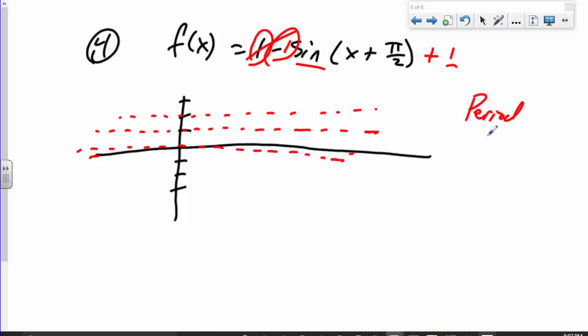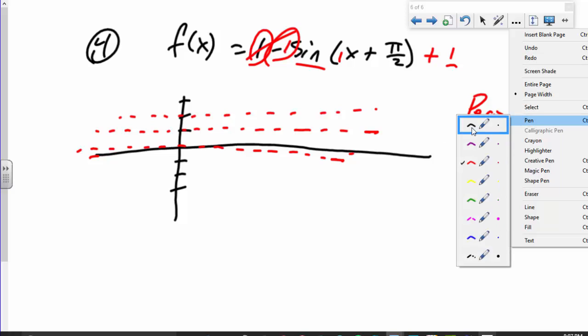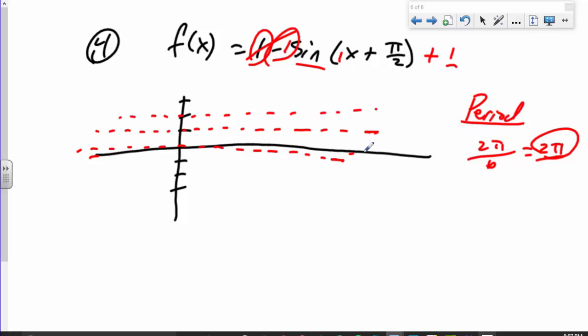The period is 2 pi over b, which is 2 pi over this 1 right here. So it's just going to be 2 pi over 1. So let's go ahead and mark that off. Let's go ahead and say, okay, this is 2 pi, half of that is pi, half of that is pi over 2, and in between here and here is 3 pi over 2.